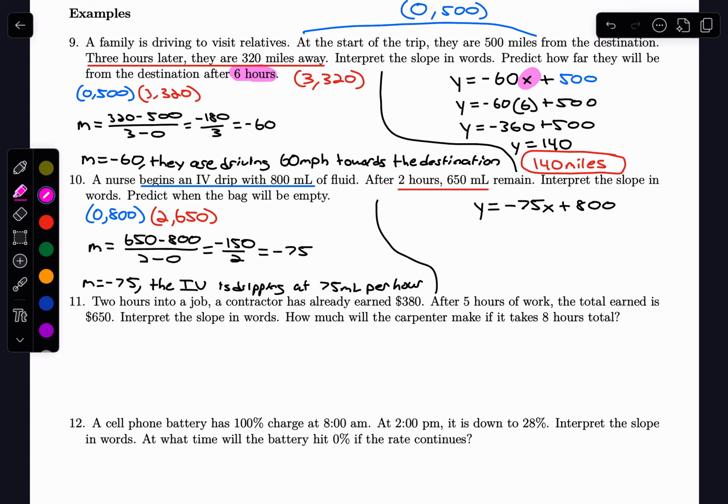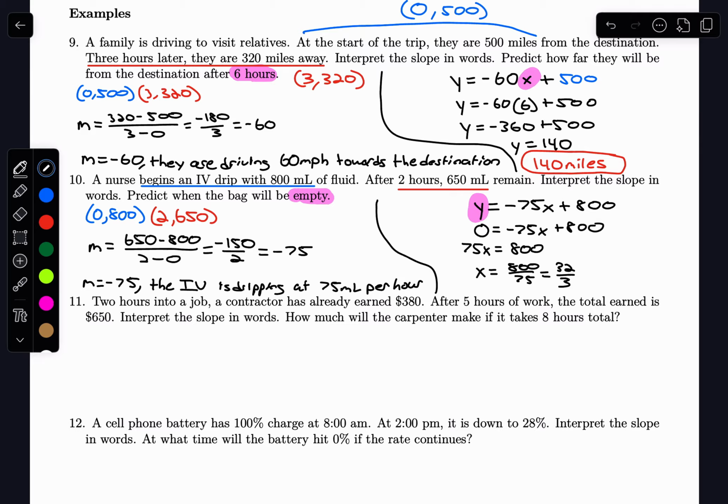So when it says predict when the bag will be empty, "when" means after how many hours, and empty means y equals 0. So I'm going to put a 0 in here for y, write the rest of my equation as is, and because we're solving for when, that means we're solving for that x value. So this is now just a normal 2-step equation. I'm going to add 75x to both sides. So you get 75x equals 800. And then I'll divide both sides by 75, which is going to reduce to be 32 over 3.